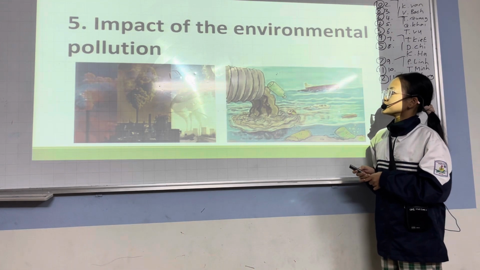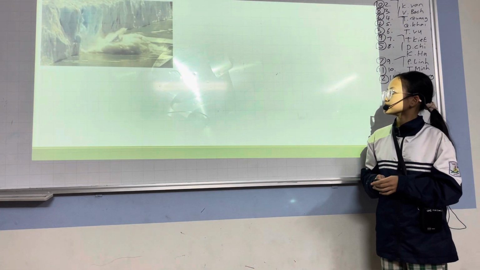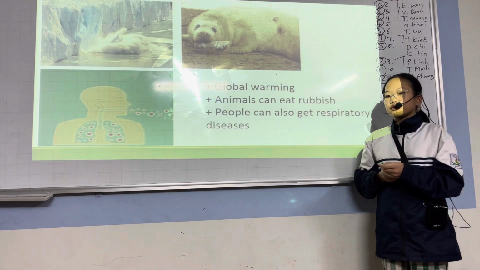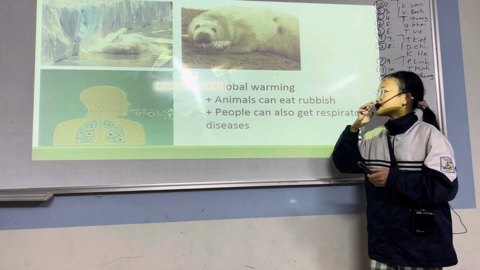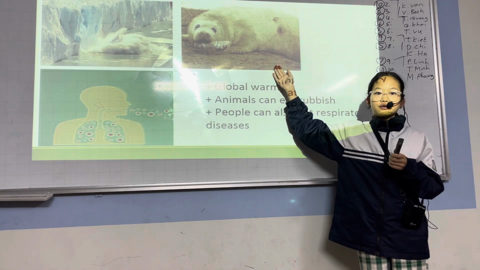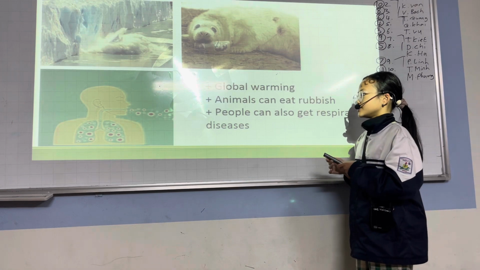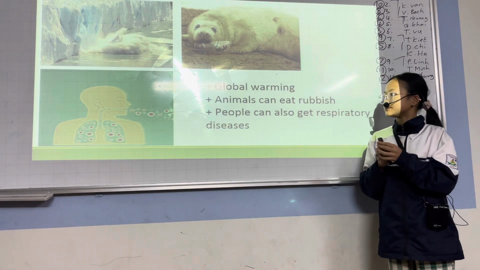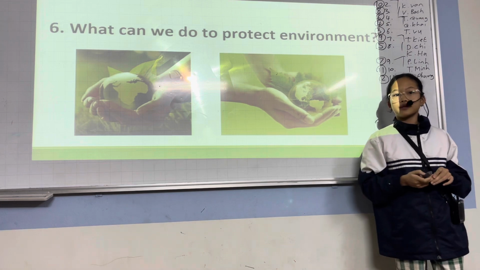Part 5, I will tell you the impact of environmental pollution. Environmental pollution has a very big impact on the environment. The earth is hotter, so global warming. People throw rubbish everywhere so animals can eat rubbish. The oxygen is very dirty so people can also get respiratory diseases. Next, I will tell you what we can do to protect the environment.